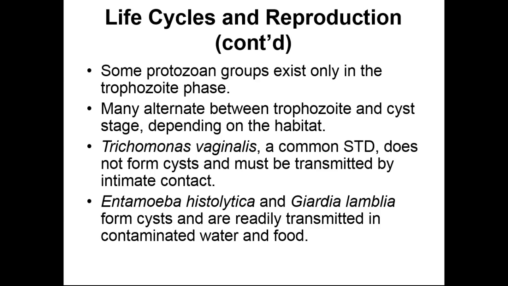Trichomonas vaginalis is a common STD. It does not form cysts and must be transmitted by intimate contact. Other notable protozoa include Entamoeba histolytica and Giardia lamblia, which form cysts and are readily transmitted through contaminated water and food.